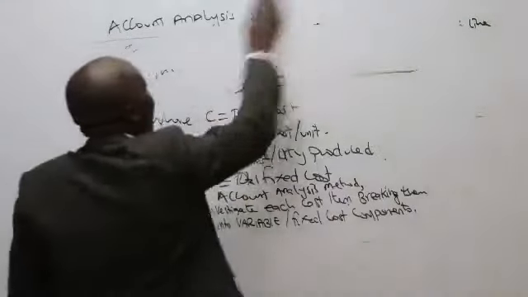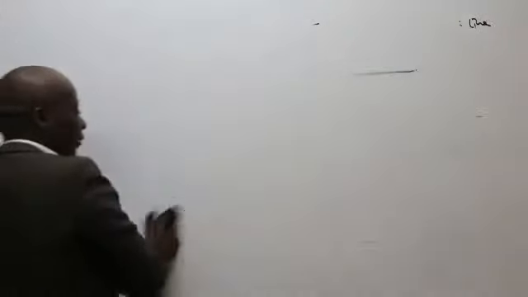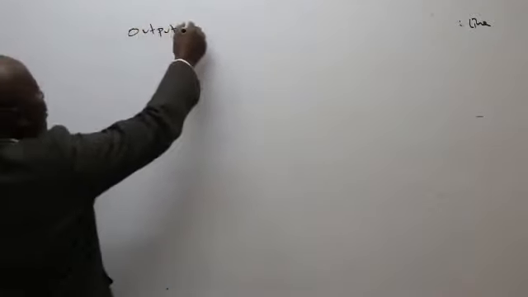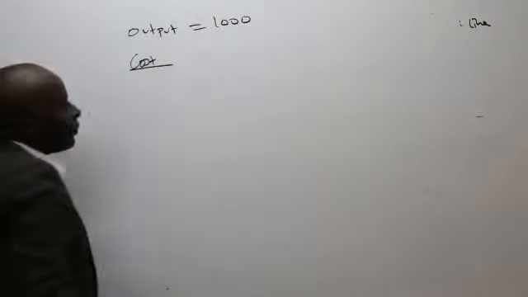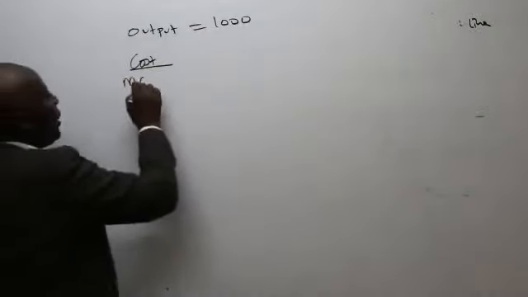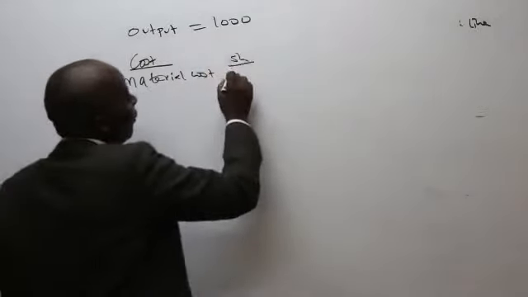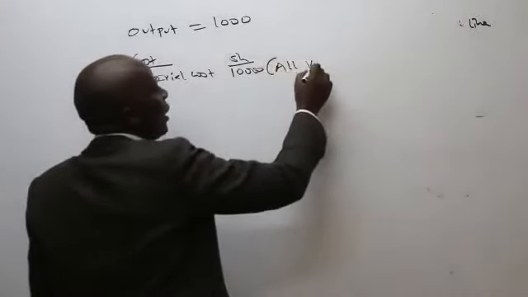So, exercise. Consider the following information. The output was 1,000 units. We have the costs, of which we shall begin with material cost. Material cost in card, we have here shillings 10,000. And then we are told in the brackets here, all variable.